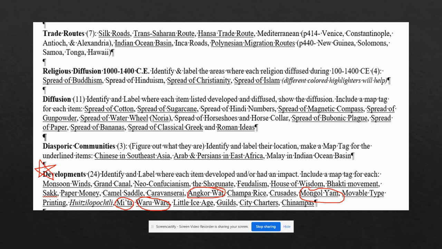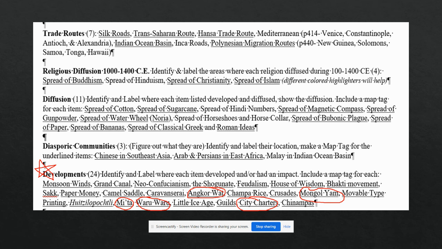Little Ice Age was just mentioned in the last chapter. Guilds, we saw that in the London video, and also you saw it in the Europe chapter. City charters, that was in the London video, and it shows us someplace. China Maps, which is a map, or it's a bridge that connects Mexico to China. All right, so these things are all good ones to know.